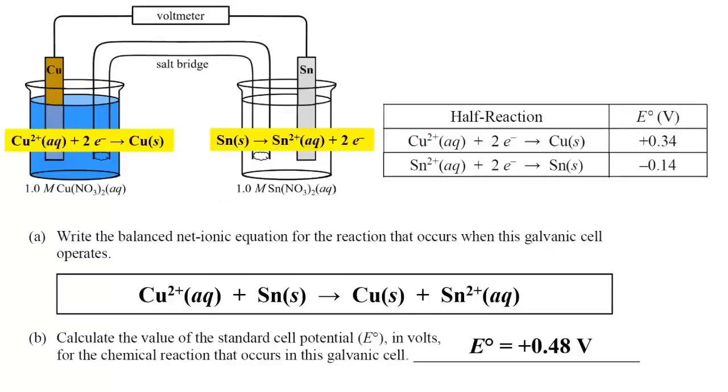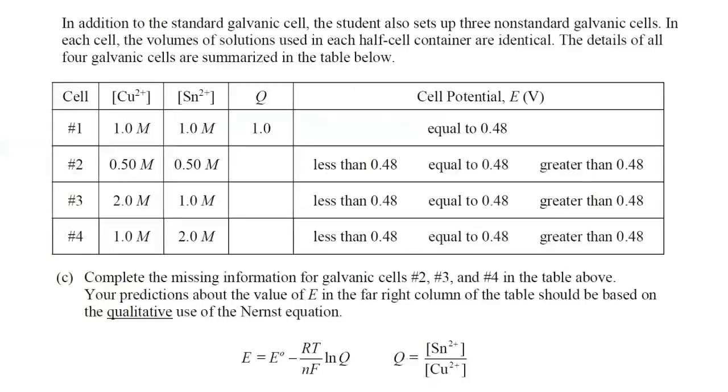Now, moving on to part C, this involves non-standard conditions, and you can see that coming up in the missing information in this table. We have to decide if the cell potential is less than, equal to, or greater than the 0.48, which was the standard cell potential. It says, in addition to the standard galvanic cell, the student also sets up 3 non-standard galvanic cells. In each cell, the volumes of solutions used in each half-cell container are identical, and the details of all 4 galvanic cells are summarized in the table below.